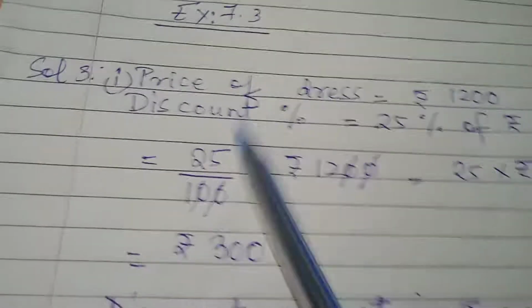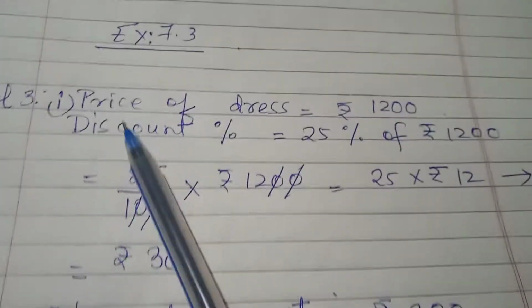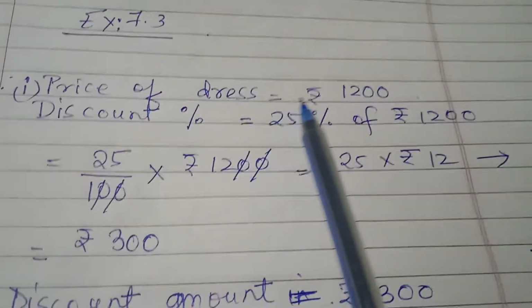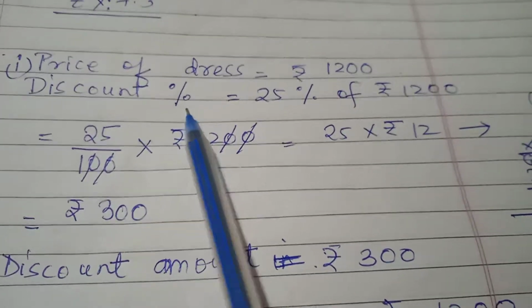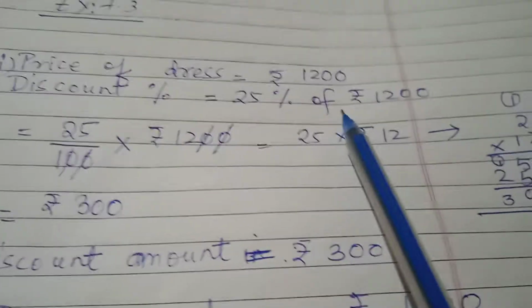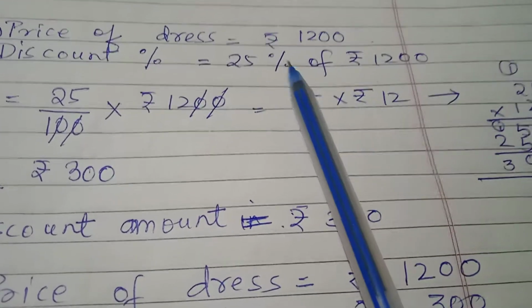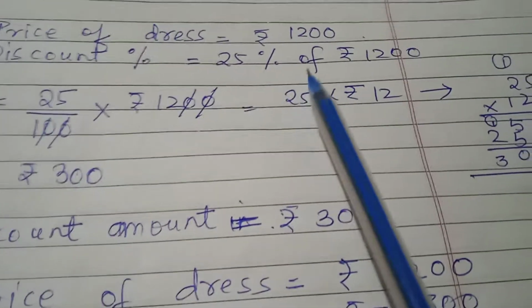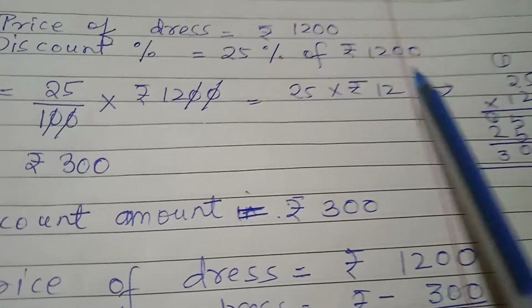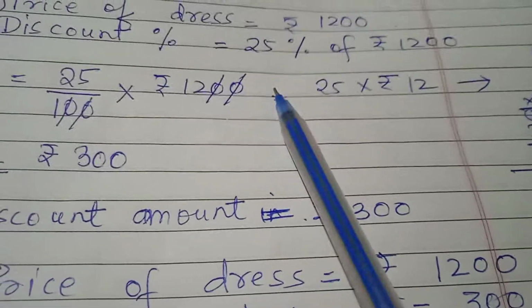So we are in exercise 7.3. This says, solution number 3, we have to solve in 2 steps. The first step is price of dress, as we know, is rupees 1200, and the discount percent on it is 25%. That is 25% of 1200 rupees. So 25% means 25 out of 100 of rupees 1200, means multiplication, rupees 1200.